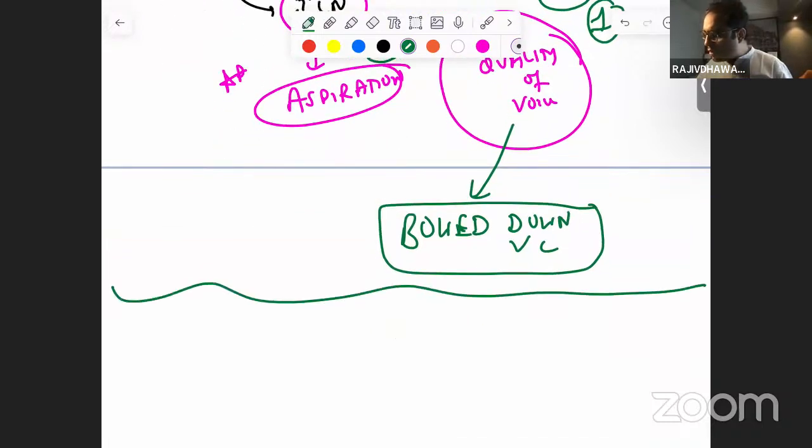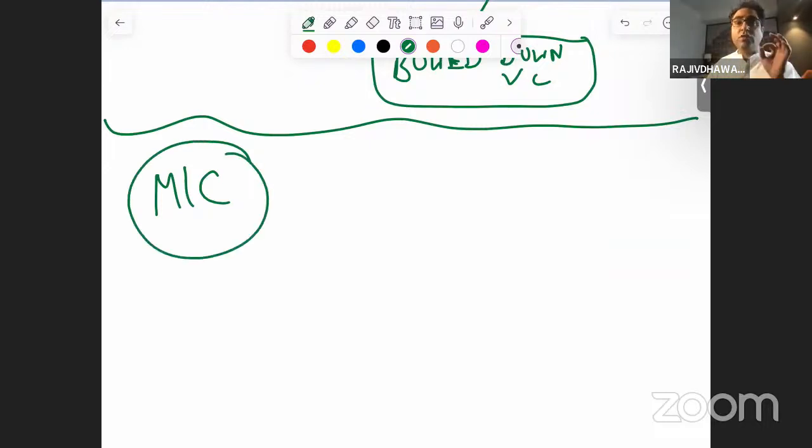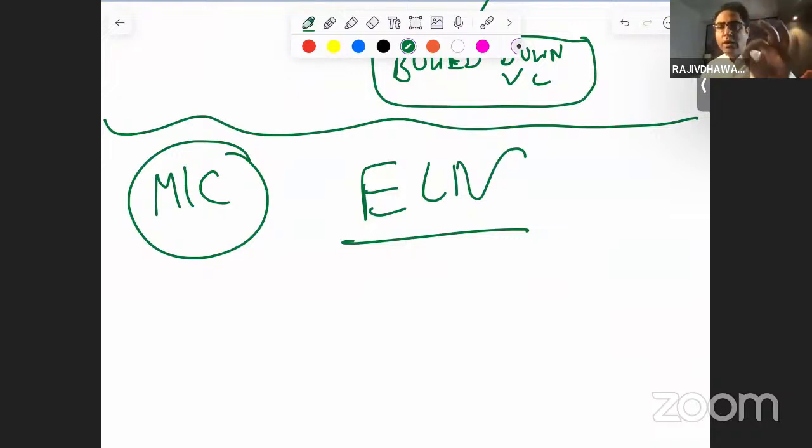Now let us do the controversial question, beta. The most commonly injured nerve in thyroid surgery is the external laryngeal nerve. Not right RLN, not left RLN, not SLN, beta. External laryngeal nerve, that is the nerve supply of cricothyroid, beta.